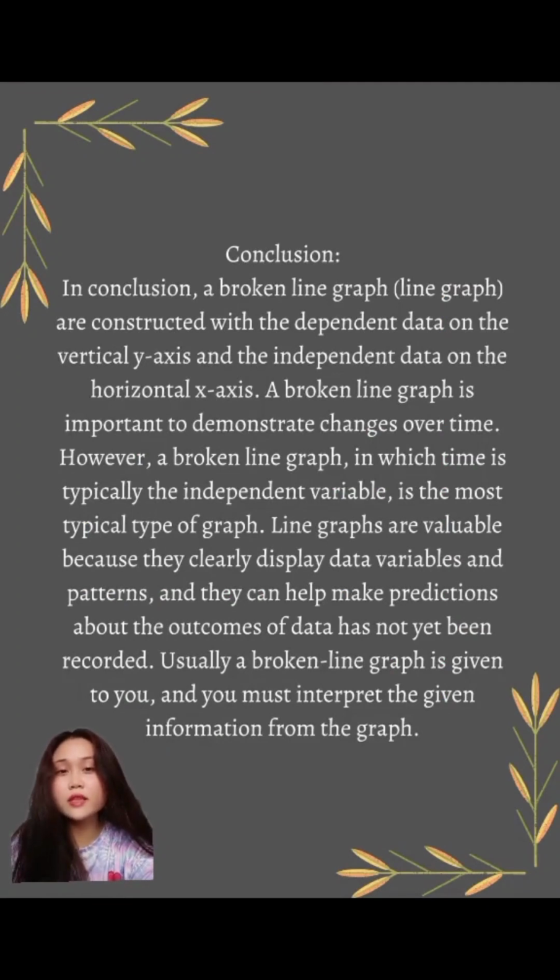Conclusion. In conclusion, a broken line graph is constructed with the dependent data on the vertical y-axis and the independent data on the horizontal x-axis. A broken line graph is important to demonstrate changes over time. Typically, a broken line graph in which time is the independent variable is the most common type of graph. Line graphs are valuable because they clearly display data variables and patterns, and they can help us make predictions about outcomes of data that has not yet been recorded. Usually, a broken line graph is given to you, and you must interpret the given information from the graph.